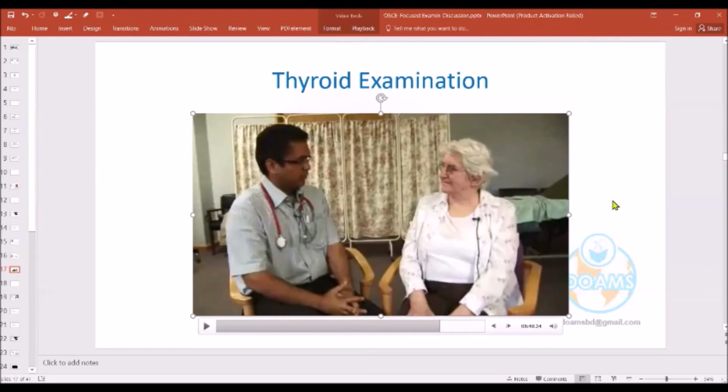Especially the features of hyperthyroidism, features of Graves' disease is separate. In the hand, when you are looking at the clubbing, you are looking at the features of Graves' disease. But when you are looking at the warm, sweaty hand and the tachycardia, you are looking at the functional status of the thyroid gland. That means the hyperthyroidism.